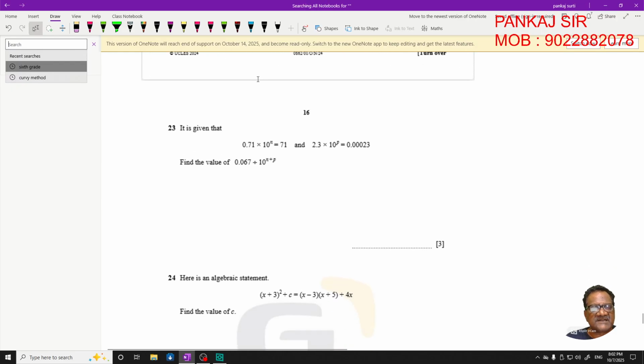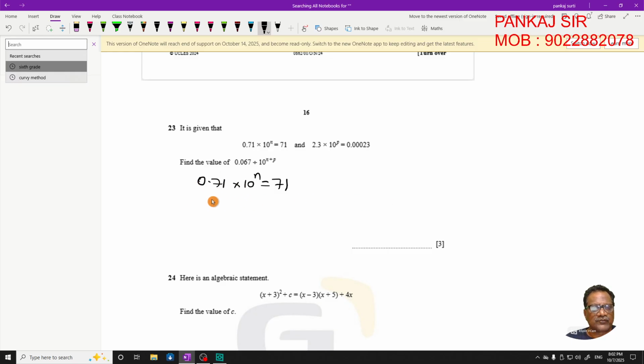Question 23. 0.71 into 10 raised to n is equal to 71, and 2.3 into 10 raised to p is 0.00023. Find the value of this. So basically first we'll have to find out what n and p are. So 0.71 into 10 raised to n is equal to 71, right?